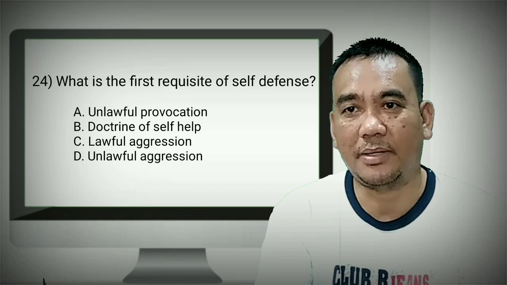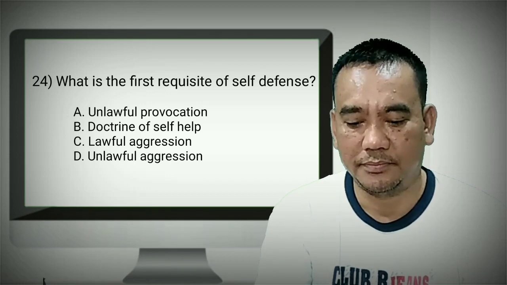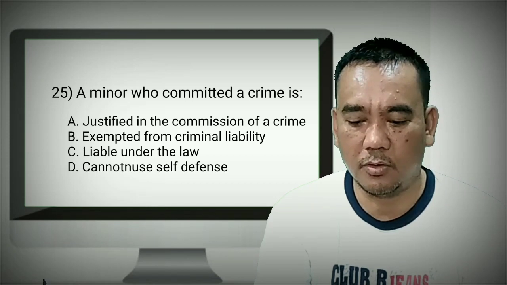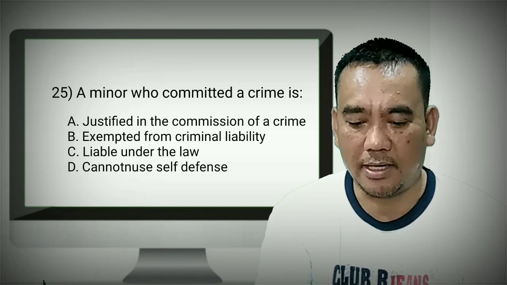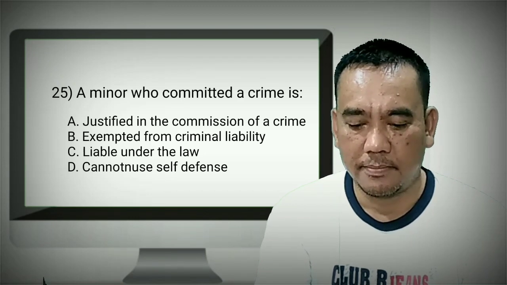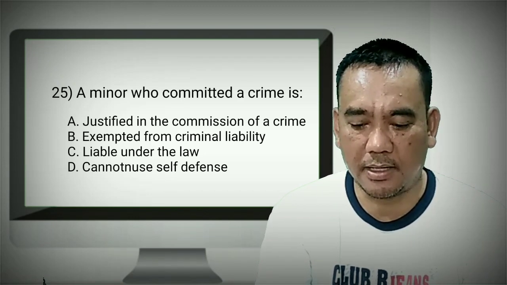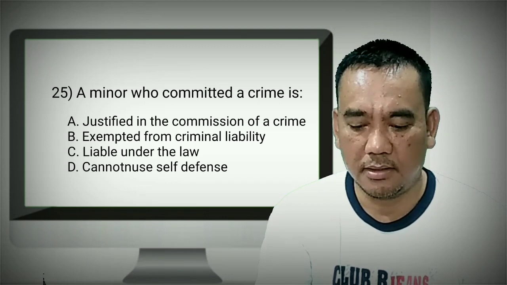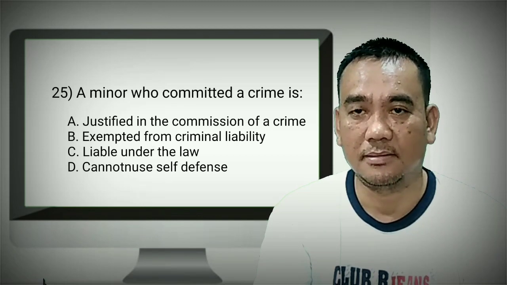Okay, question number 25, the last question. A minor who committed the crime is A. Justified in the commission of a crime. B. Exempted from criminal liability. C. Liable under the law. Or D. Cannot be used as self-defense.